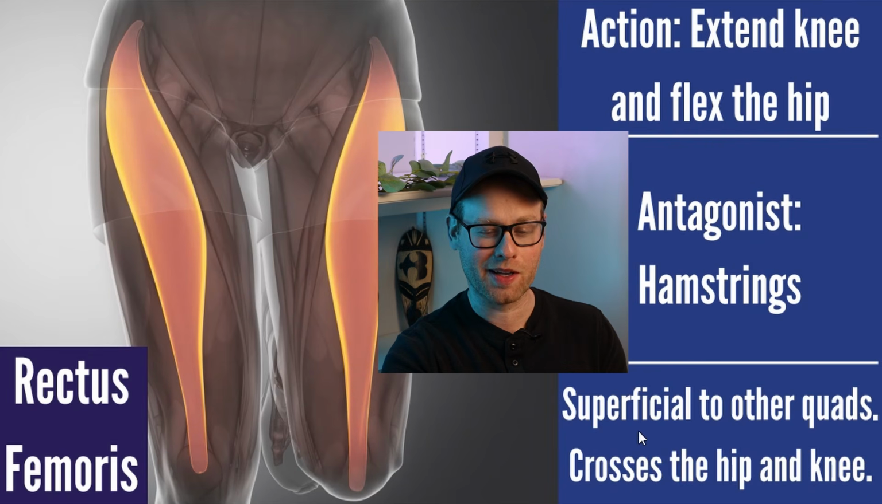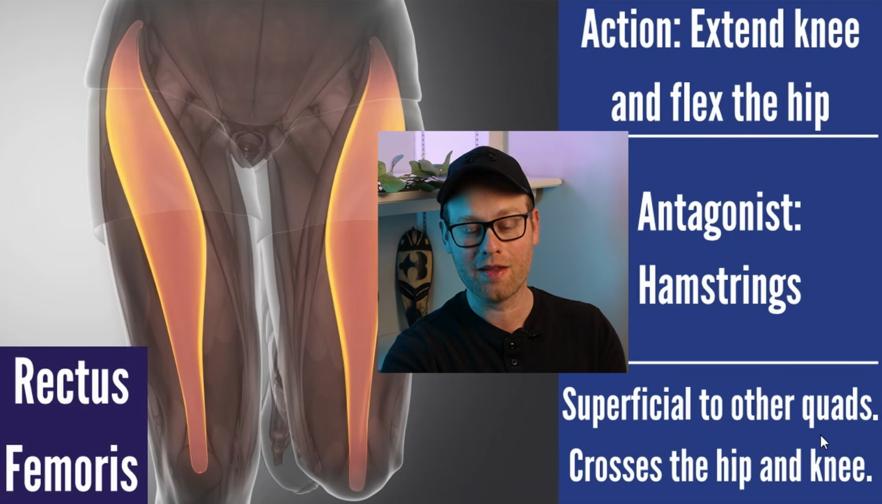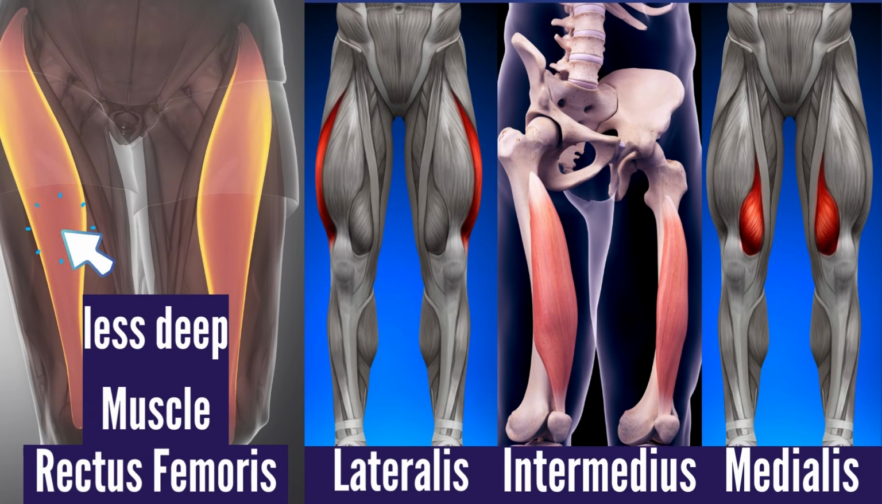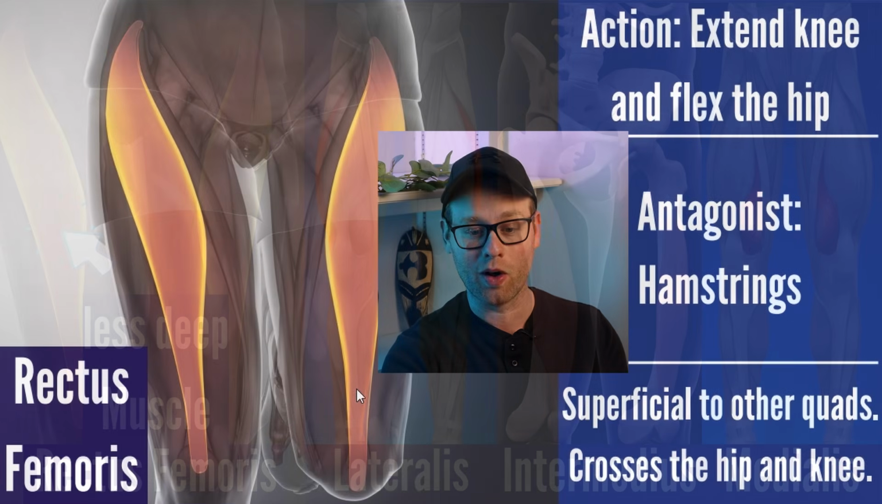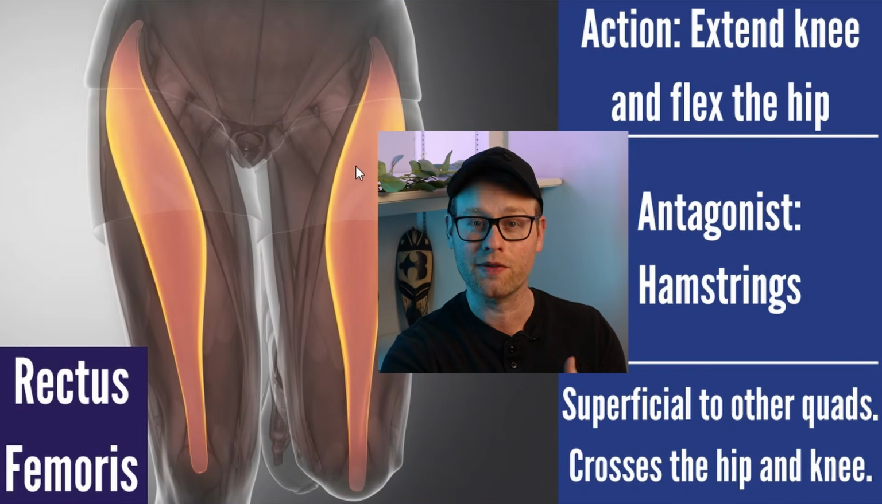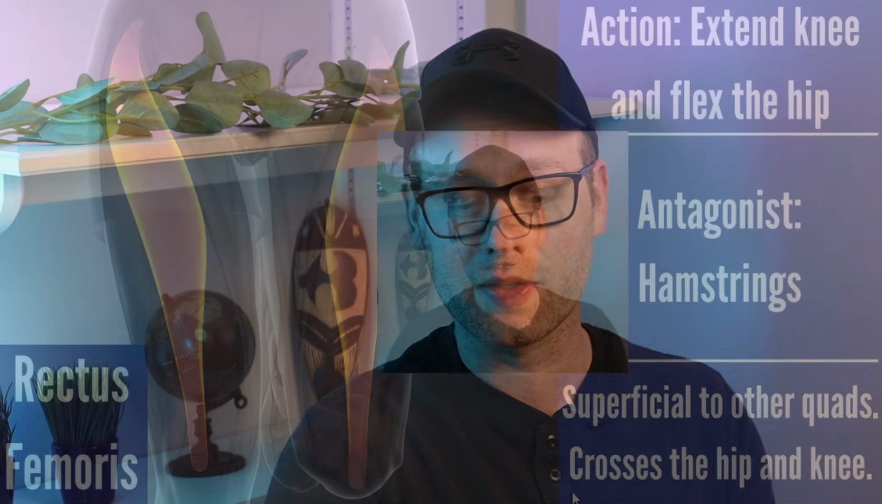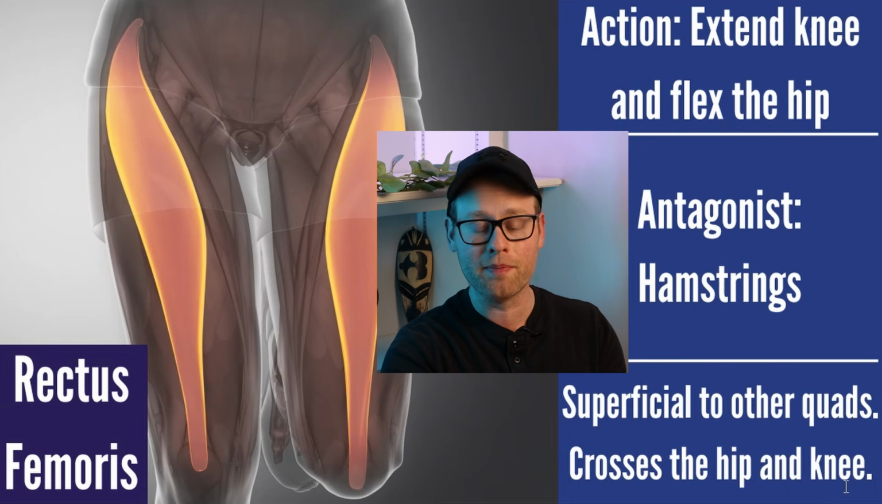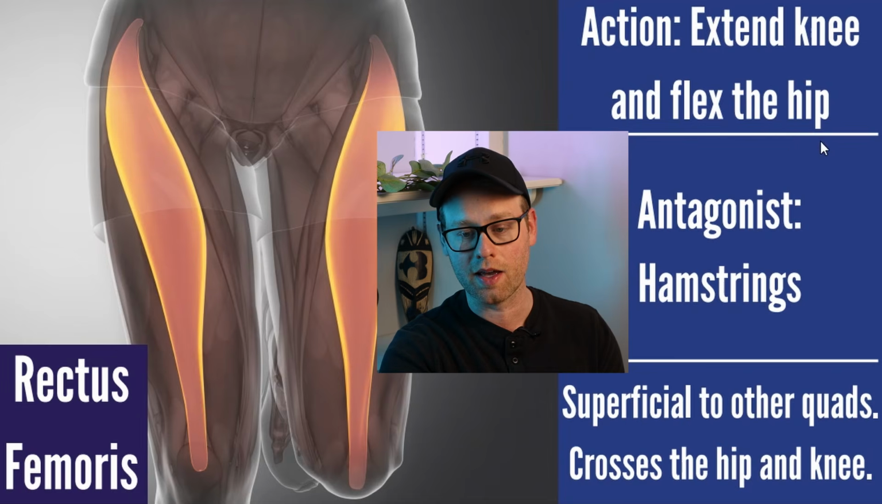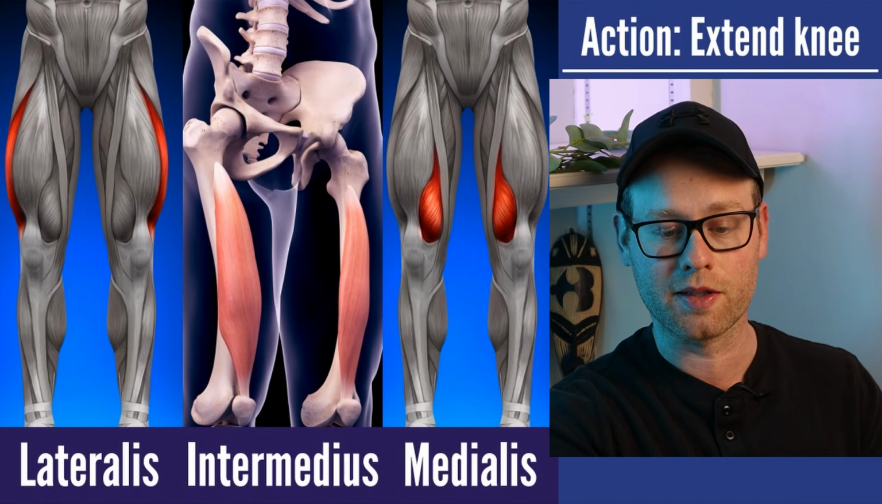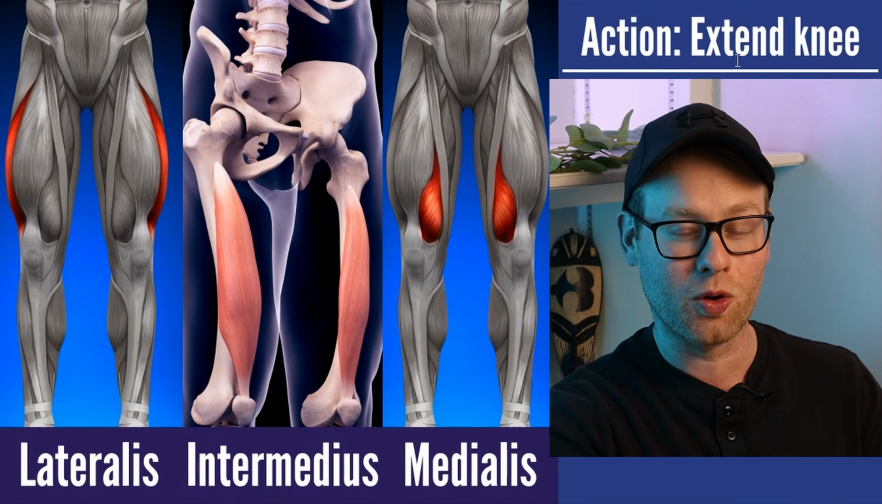Some fun facts about the rectus femoris. It is superficial to the other quadricep muscles. That means that the rectus femoris is actually on top of your vastus lateralis, your vastus intermedius, and your vastus medialis. So those other quadricep muscles are deeper than this rectus femoris. Also, the rectus femoris is the only one of the 4 different quadricep muscles that fully crosses the hip and the knee, and that allows it to do 2 different actions, extending the knee and flexing the hip, unlike the other quadricep muscles, these vastus muscles, which can only extend the knee.